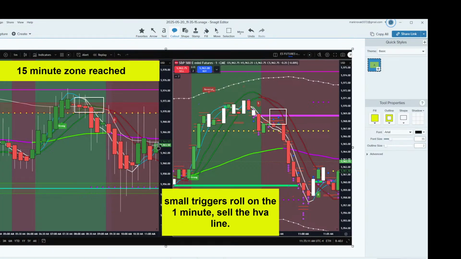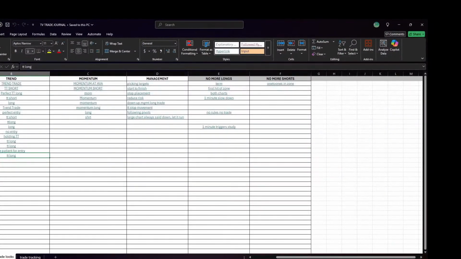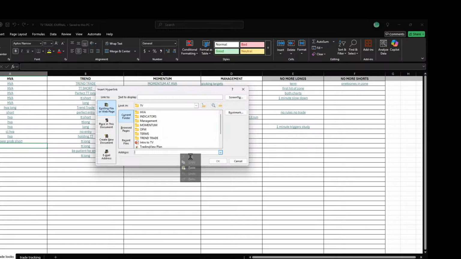This is the HVA trade. This is a high volume area trade. It's a trade that is designed to help you capitalize on tops and bottoms. I'm going to put that picture into here so that you guys can go back and study these. I'll be right there, Pete.